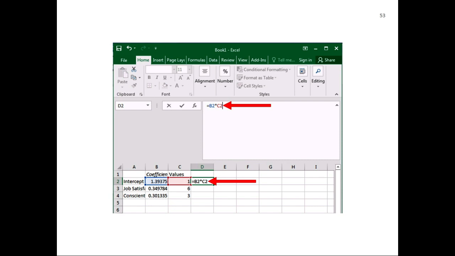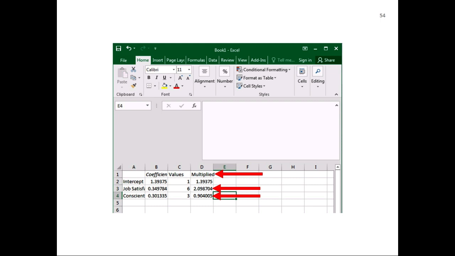And to do that, we said equal B2, which is the cell that our intercept is in, times C2, which is the cell number 1 is in. And then we're going to want to do the same thing for the 2 cells below that. We're going to want to tell it to multiply right below what we just did, to multiply our beta 1, which is the B3 cell, times the number we're interested in for job satisfaction, which was 6. So we're going to say equal B3 times C3. And in that one we're saying our beta 1 times the number we're interested in for job satisfaction, which was 6.